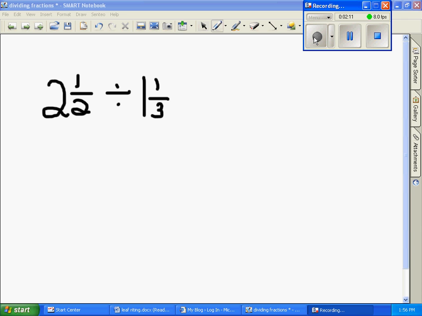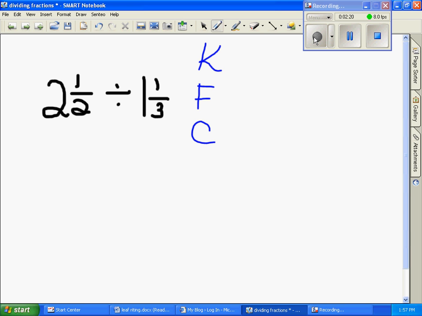Okay, our second problem, we have two mixed numbers. The steps are going to be the same. We're still going to use KFC, except before we can use our steps, we need to turn our mixed numbers into improper fractions. So 2 1/2 becomes 5/2 divided by 1 1/3 becomes 4/3. So here's our division problem.